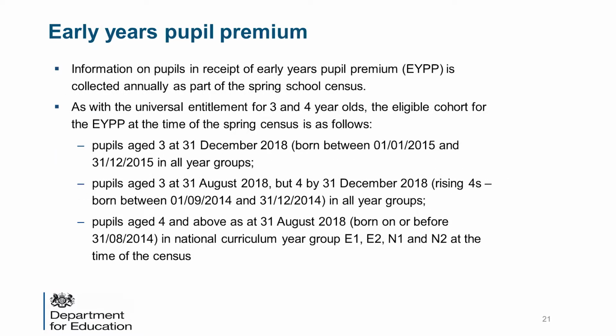The information used in the calculation of the early years pupil premium is collected annually via the spring school census. The eligible cohort for the early years pupil premium is shown on the slide. Pupils aged 4 in reception will be entitled to the main school-age pupil premium and therefore are excluded from the eligible cohort for the early years pupil premium.